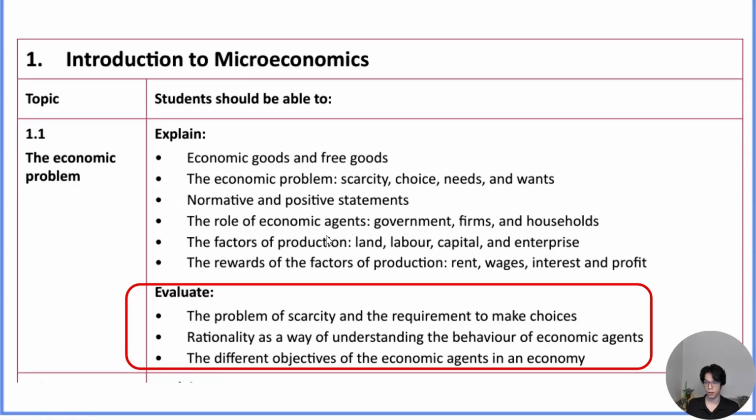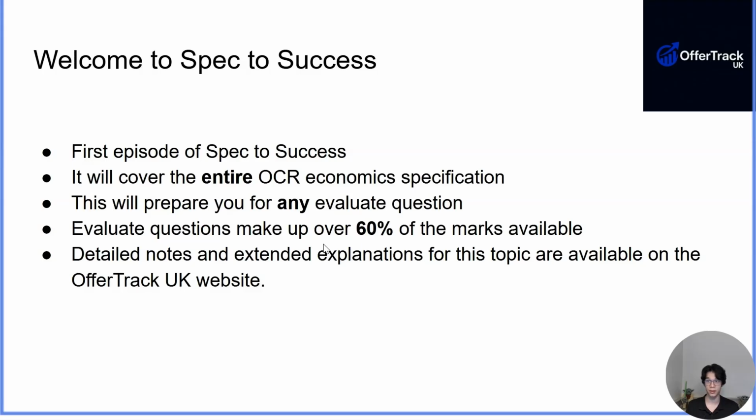So to give you a bit of background, over 60% of the entire marks in all your papers will come from evaluate questions. So it's crucial we score top marks in these areas to guarantee an A star. I'm assuming you already covered the basics, but if you haven't, don't worry. There are clear topic by topic notes available on the OfferTrack website. Now, let's evaluate this topic and really impress your examiners.